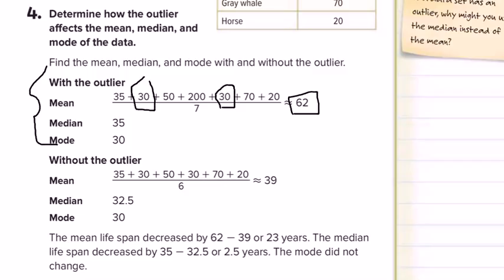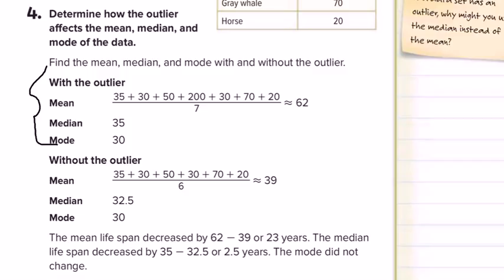So I'm going to take out that value of 200 and now find the mean again. So add up those data points, not including the 200, and now I'm going to divide by 6. There's no longer 7 data points since we took out the Galapagos turtle's lifespan. And I would find that the average is now 39. What a big difference from our 62 that we found with the outlier.